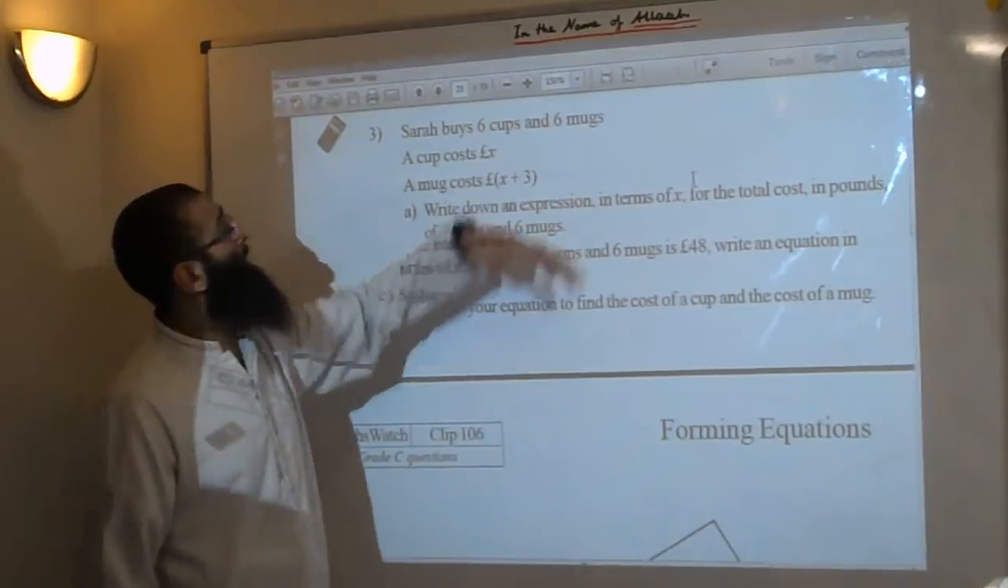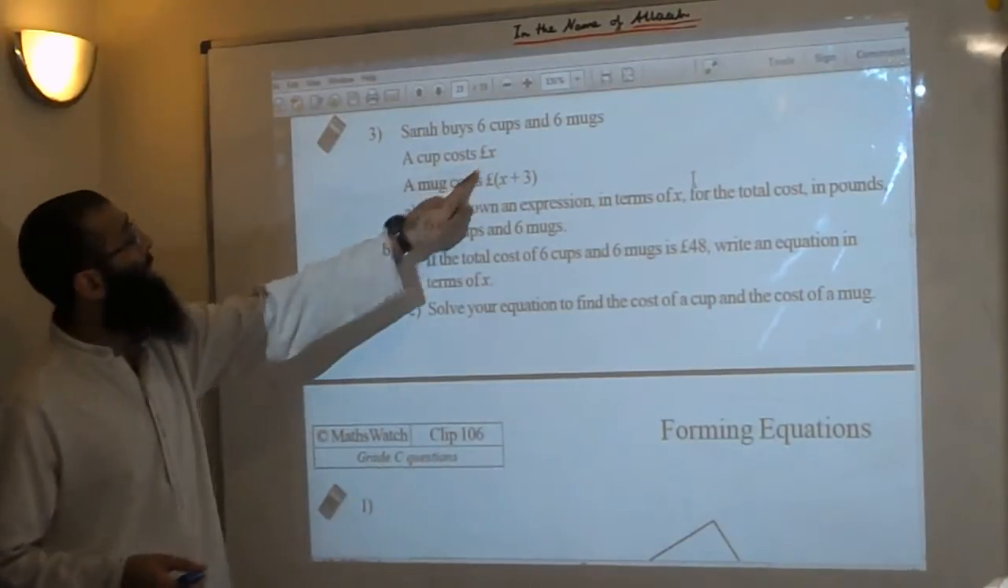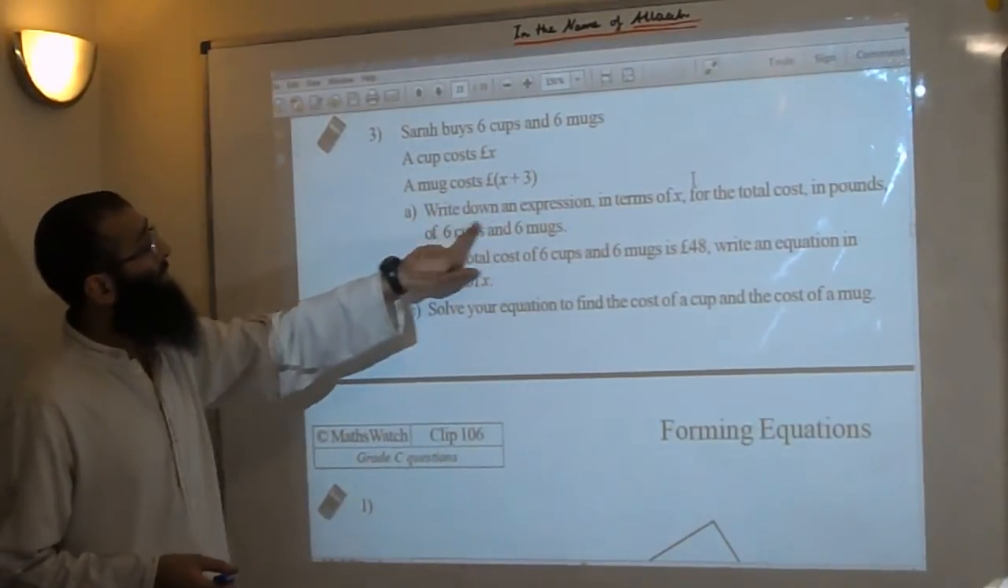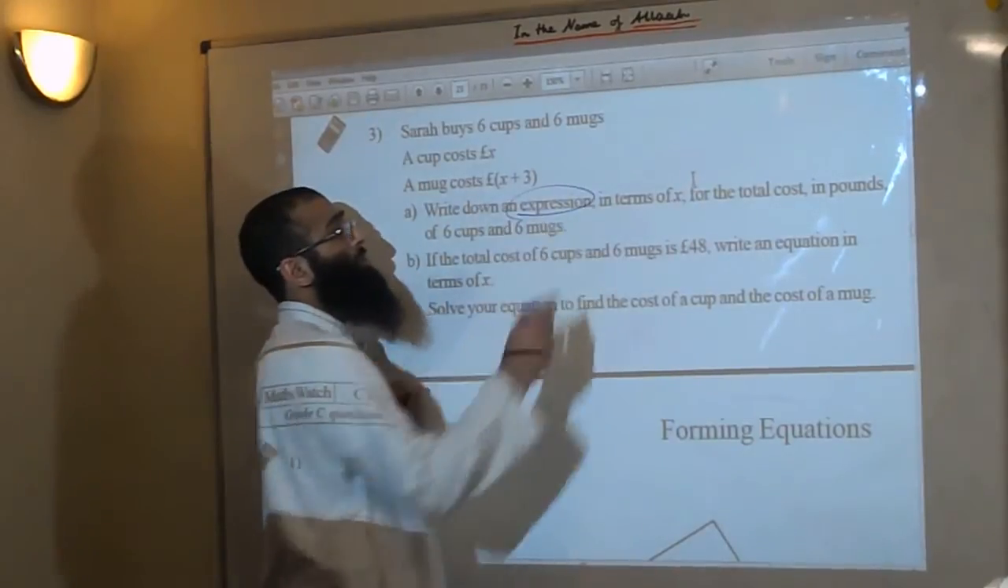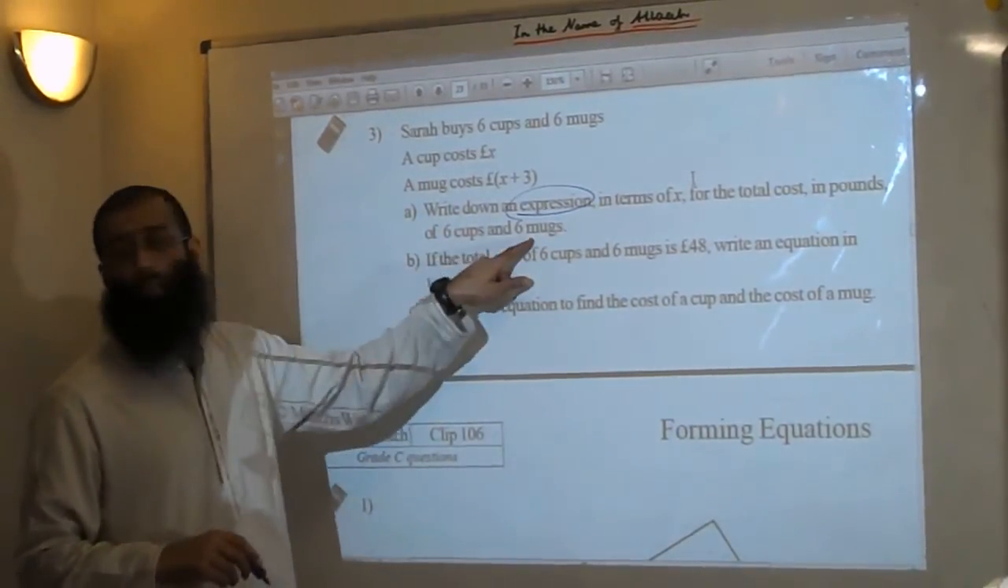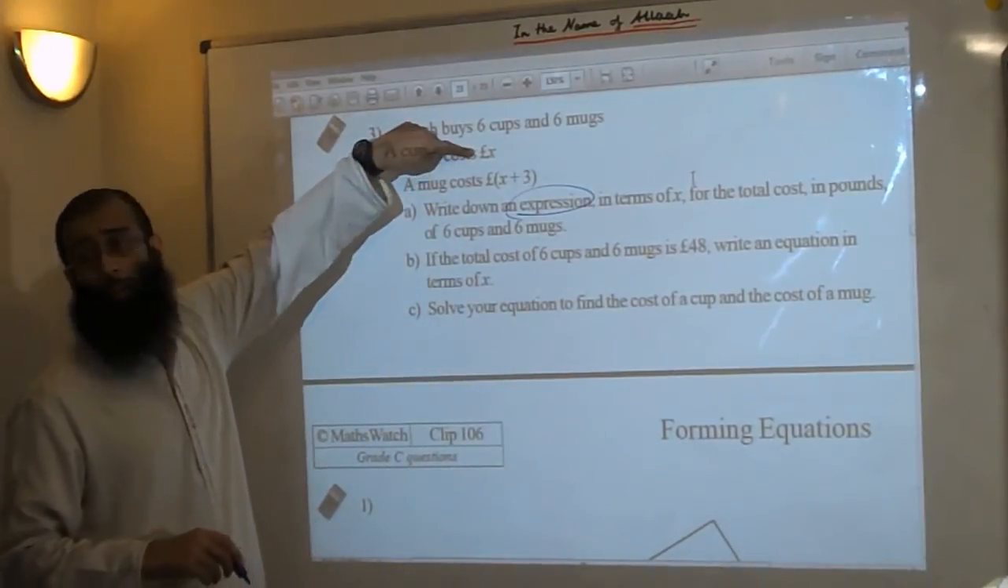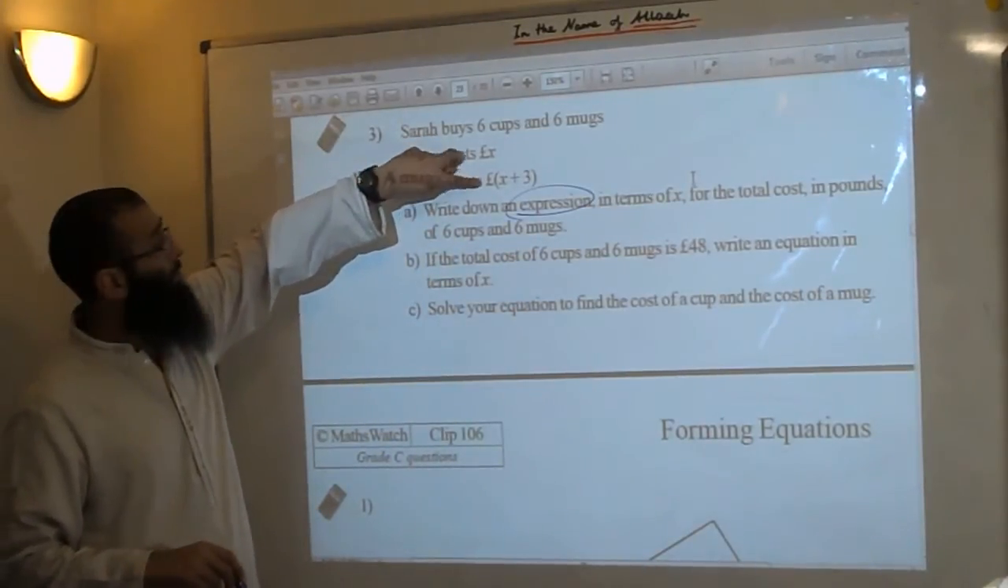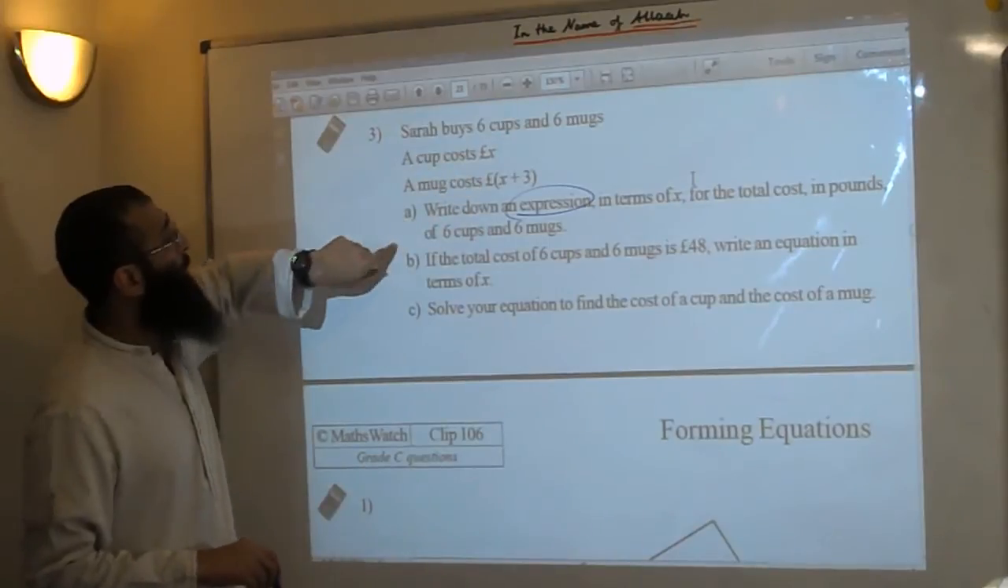Sarah buys 6 cups and 6 mugs. A cup costs x pounds, a mug costs that. Write down an expression, here's the word again, expression, in terms of x for the total cost in pounds of 6 cups and 6 mugs. So that's the cost of a cup, and that's the cost of a mug. We don't put the pounds in for the moment over here.